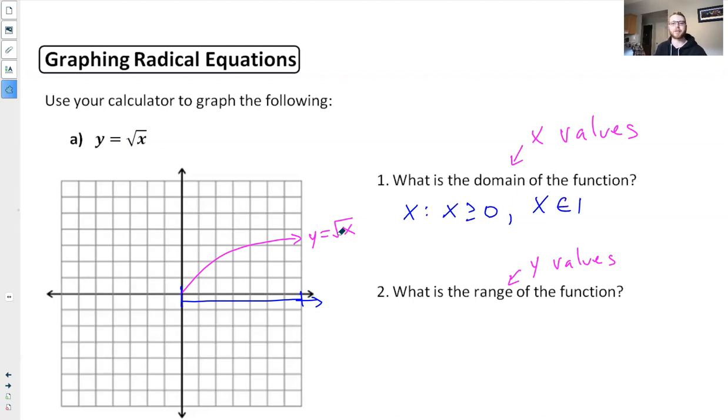You can take the square root of 0 and it will just be 0, but you cannot take the square root of a negative number. That's why our graph only exists when x is greater than or equal to 0. For the range, so where do the y values exist on this graph? Well, y values will exist when y is greater than or equal to 0, where y is a set of the real numbers.